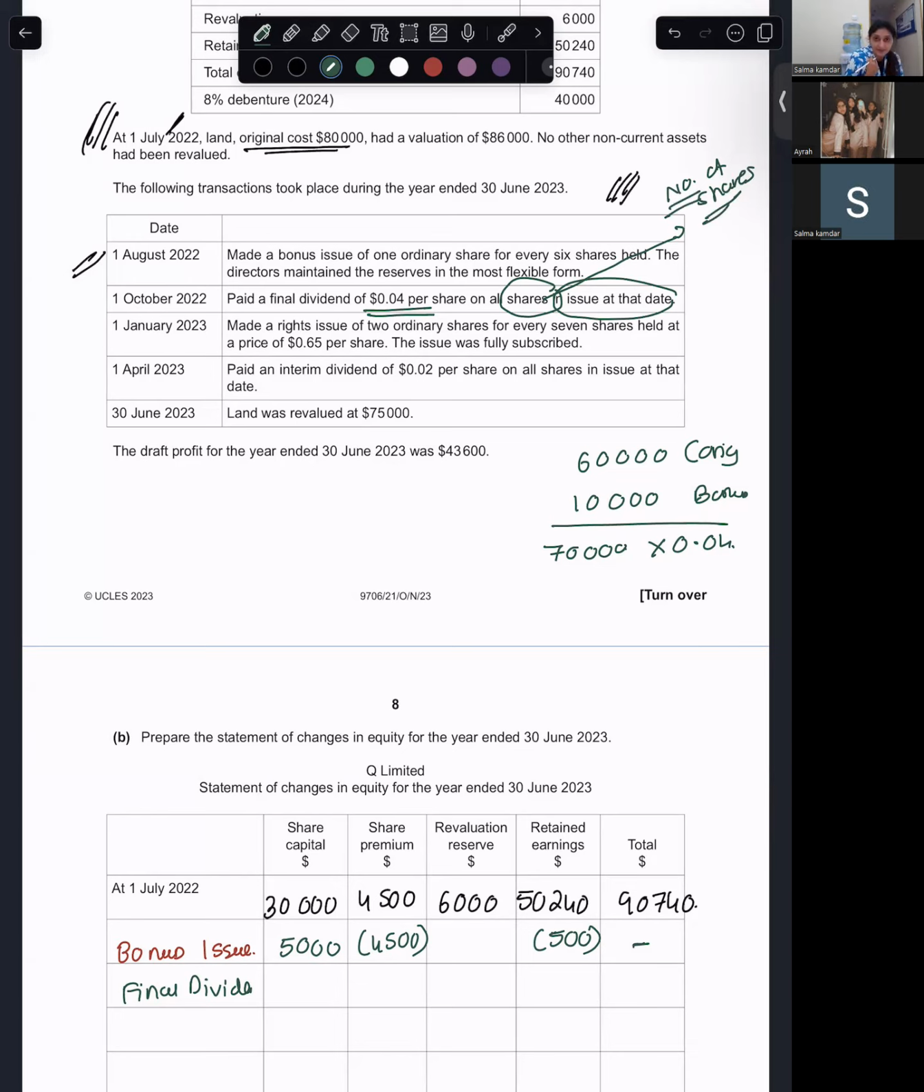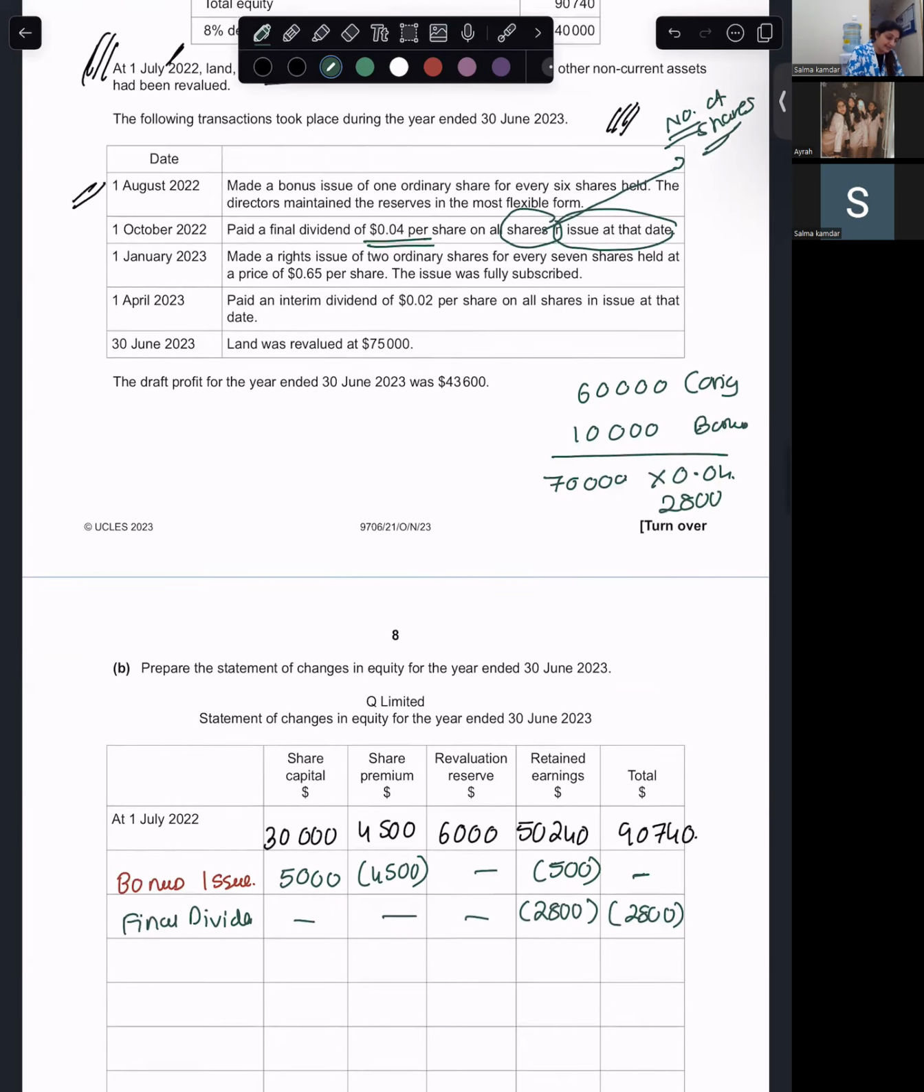Okay. So final dividend, I will give from where? I don't have anything in share premium. From retained earnings. 70,000 into 0.04 is 2,800. I will remove from here and I will remove from the total. Then there is the rights issue.